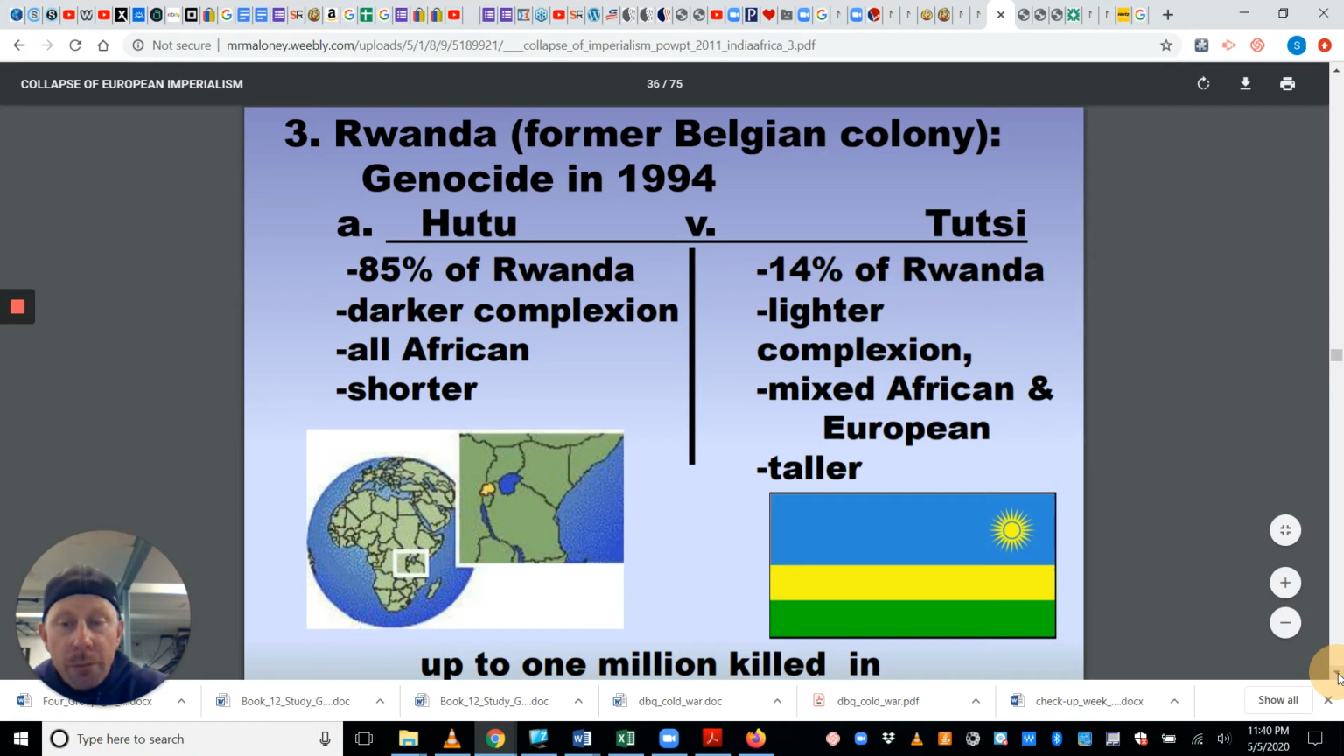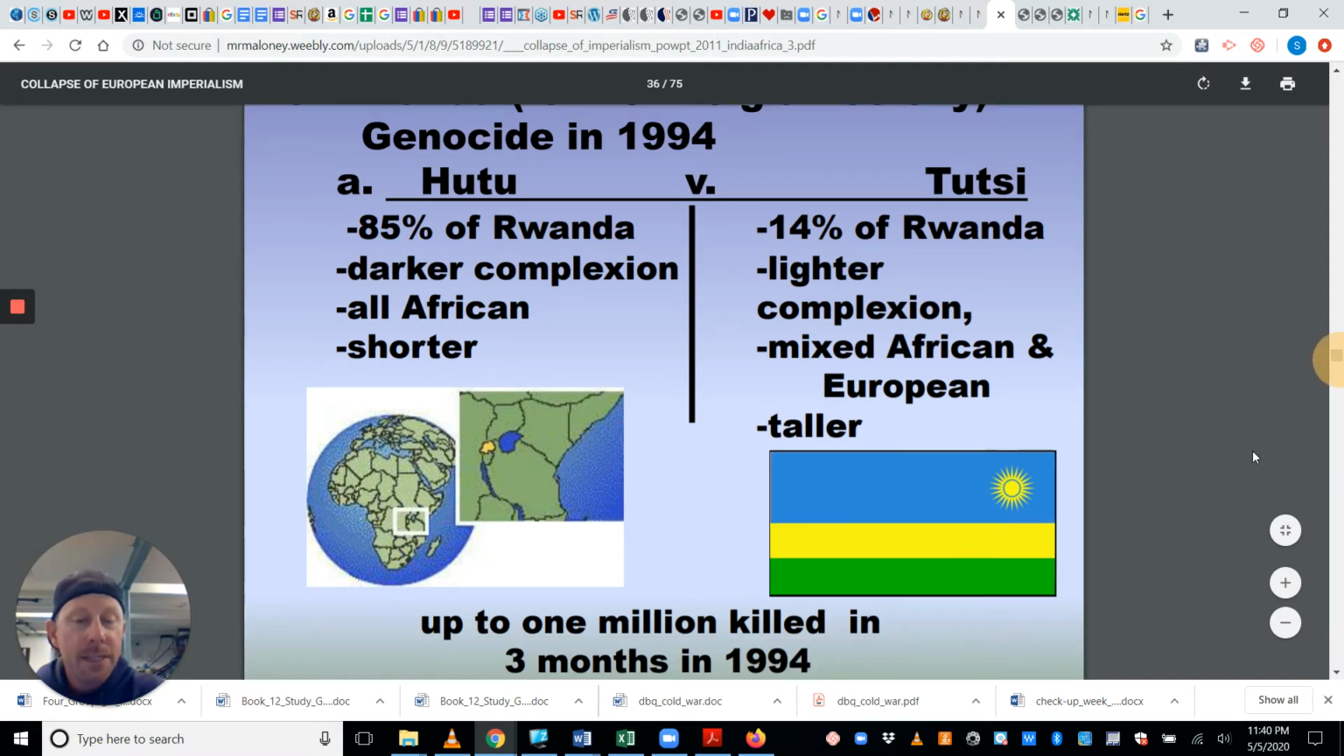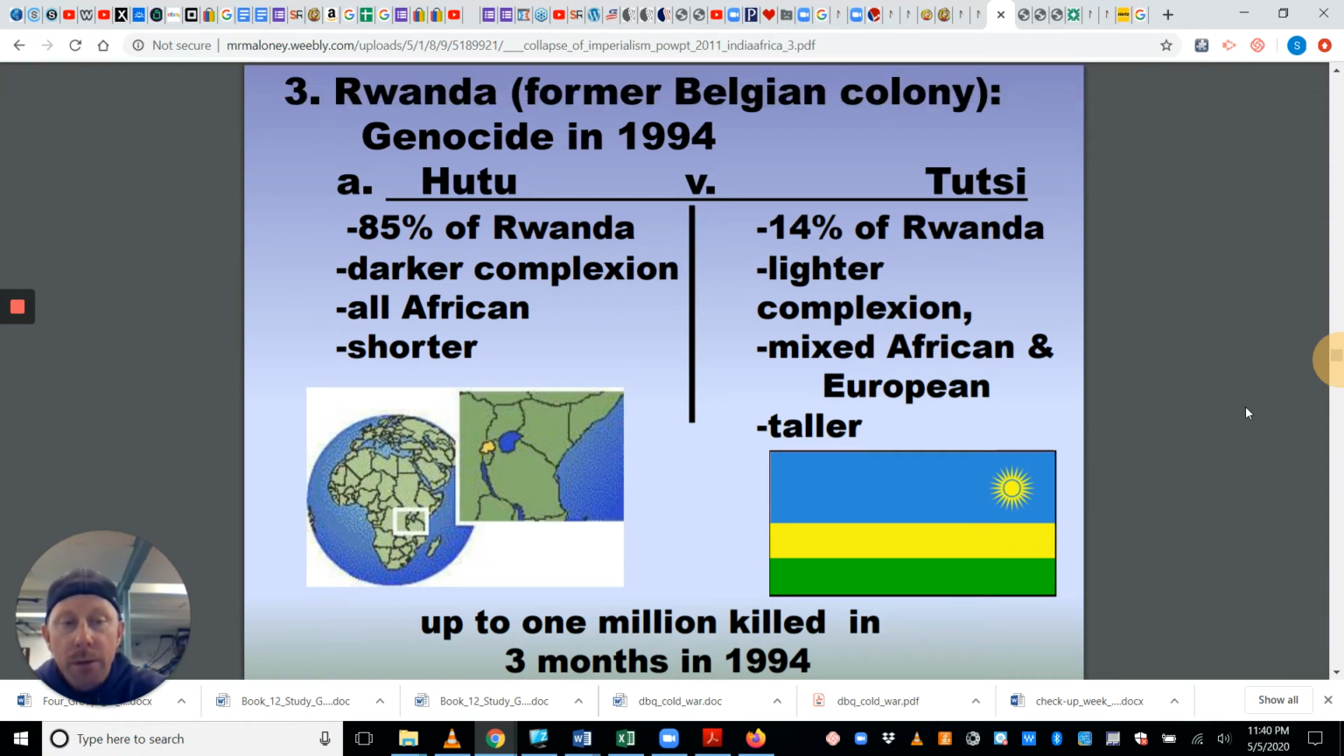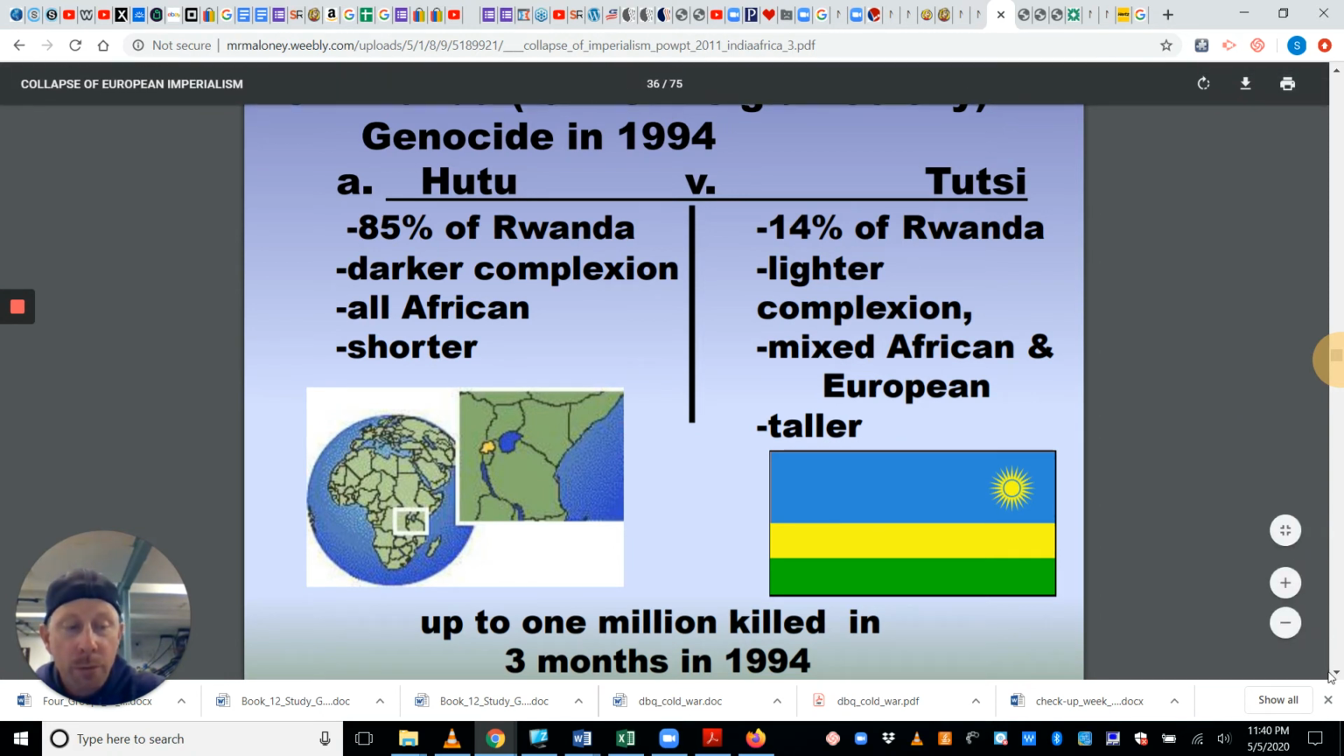The Tutsis are 14% of the Rwandan population. They have a lighter skin color. They are mixed African and European, and they are taller. In 1994, up to 1 million of the Tutsis were killed in 3 months. 1 million killed in 3 months in this genocide where the Hutus were trying to take out the Tutsis.